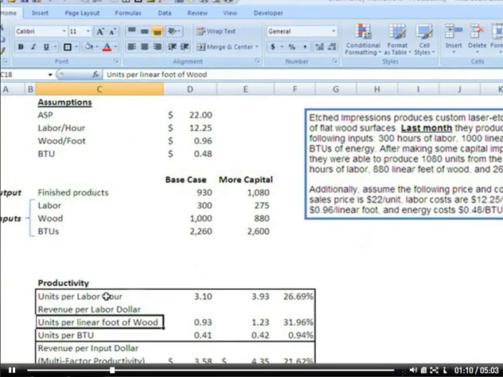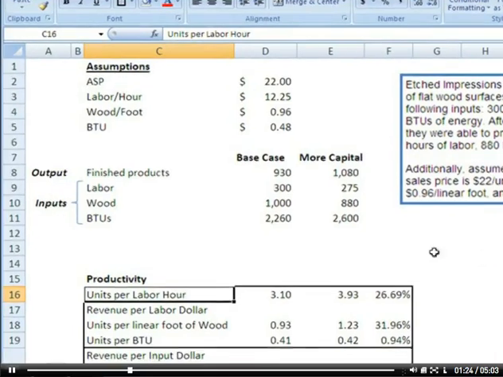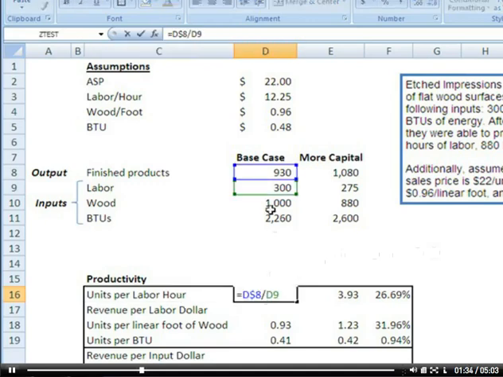Now, if we look at the way we could compute productivity, we could do it a number of ways. So again, it's important to read the questions carefully, and when you're in the workplace, understand what you're measuring and make sure you get the right inputs and outputs for those measurements. In this case, if we wanted to measure the productivity in terms of units per labor hour of input, that would simply be taking the units of output, the finished product, 930, and dividing that by the labor hours in.